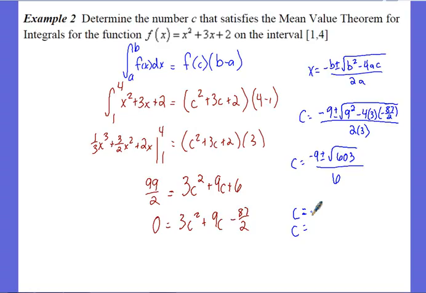So what is negative 9 plus the square root of 603, all of that divided by 6? Negative 9 plus the square root of 603, all of that divided by 6. 2.593. Okay, now what is negative 9 minus the square root of 603 over 6? Negative 9 minus... negative 5 point what? 593. So I get two answers. I get two C's.